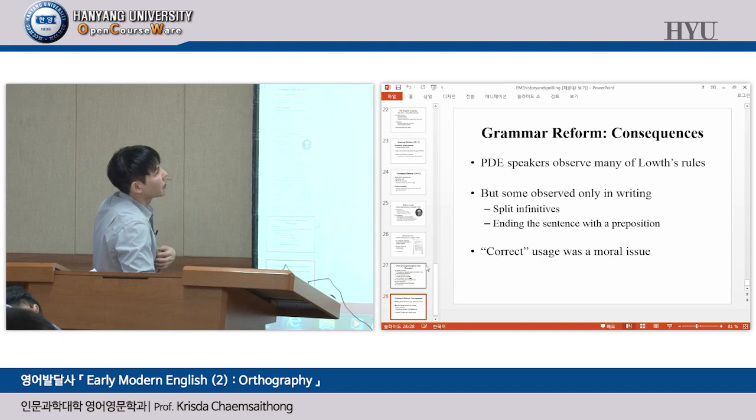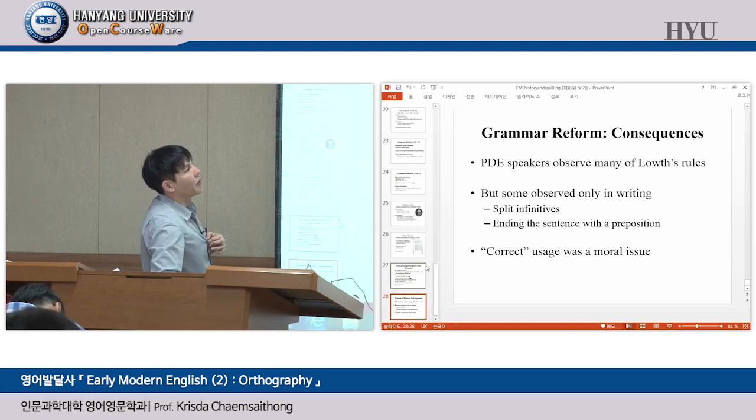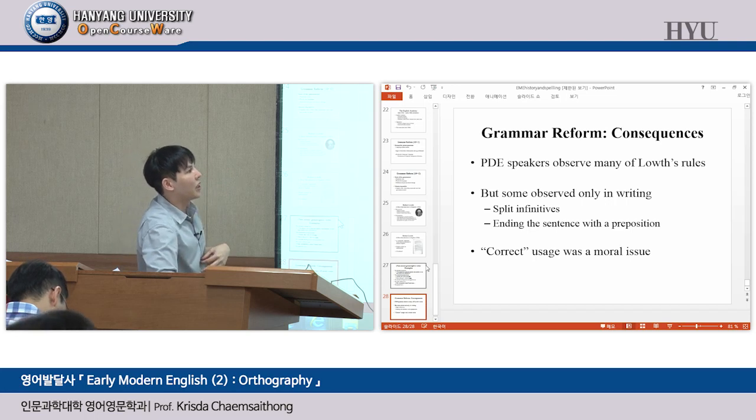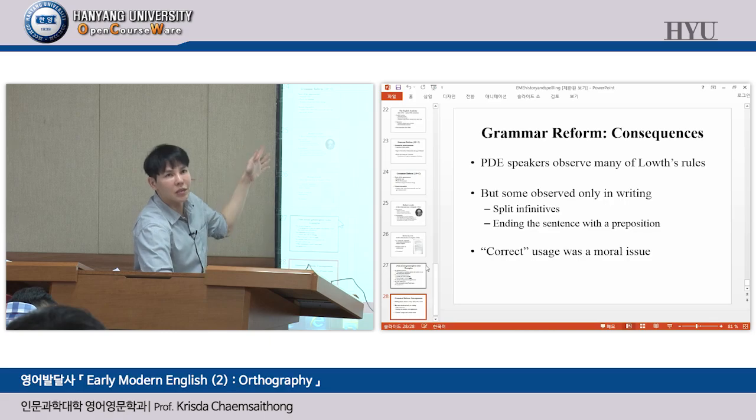Right? So the consequences of grammar reform are that PDE speakers observe many of Lowth's rules, right? As I pointed out, no double comparative or superlative, and no double negation like that. But some only observe in writing, like split infinitives, ending the sentence with a preposition, even though ending the sentence with a preposition is really not that strict right now, right? So correct usage nowadays was a moral issue, having to do with people having no judgment. People don't know what is right, what is wrong. People don't have education like that. So the matter of language is no longer just language, but it also conveys that you don't have education, you don't know what is right and wrong, you are damaging the language like that. So because of these people, right?